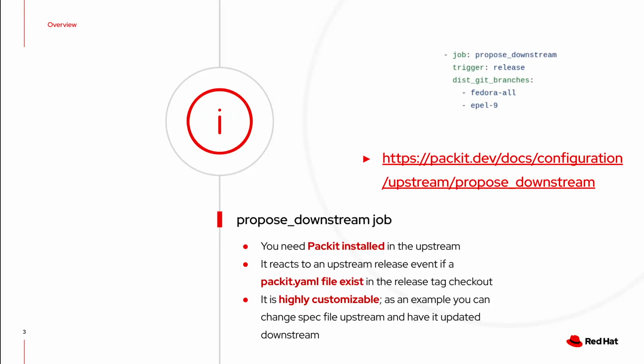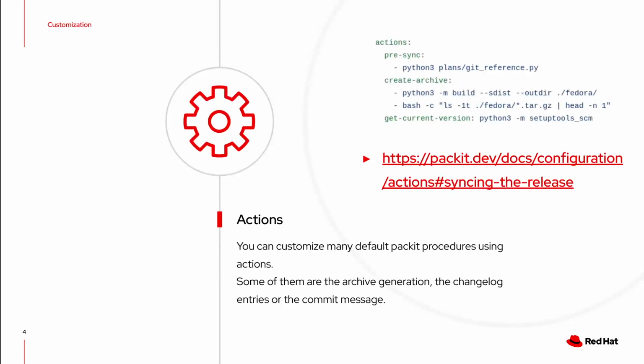The proposed downstream job is highly customizable, mainly because you have access to the upstream. The Packit default procedures for synchronizing the release can be changed using the actions. As an example, you can change how the sources archive is created, or you can change the changelog entries, or yet the commit message, and many other aspects.